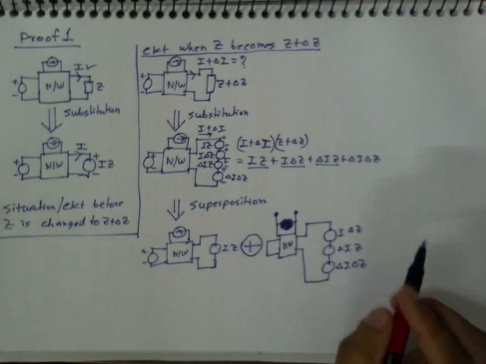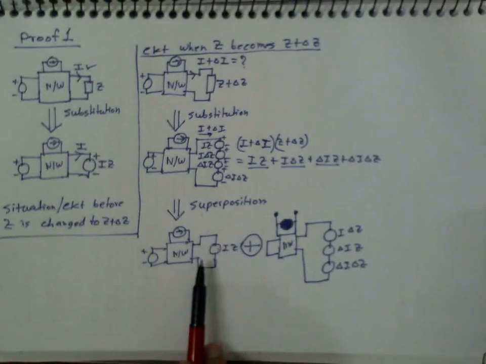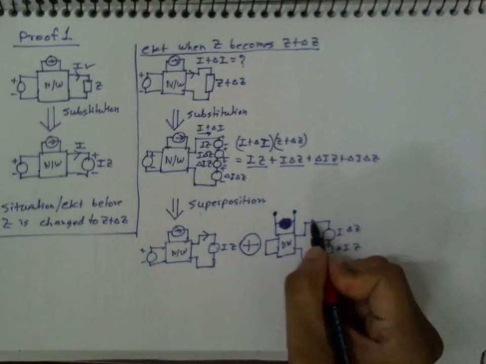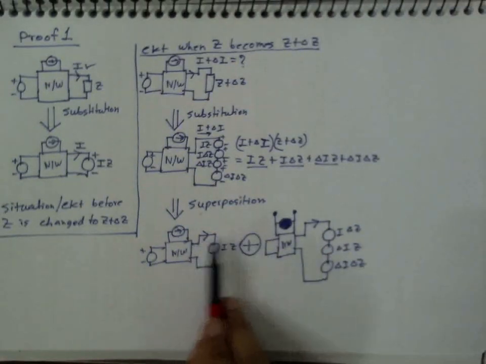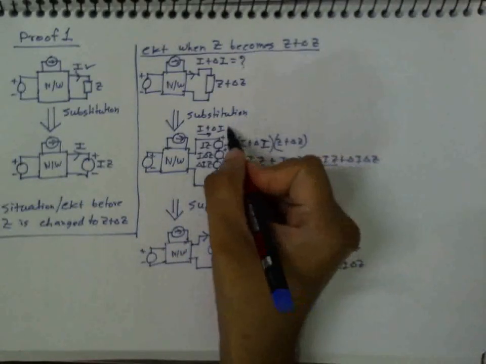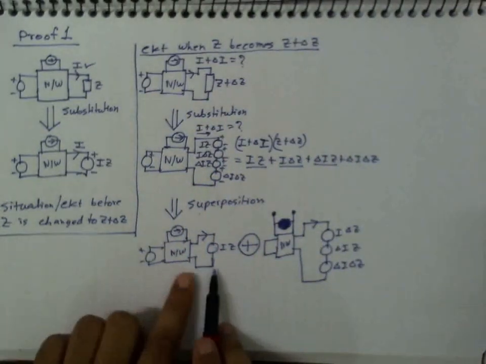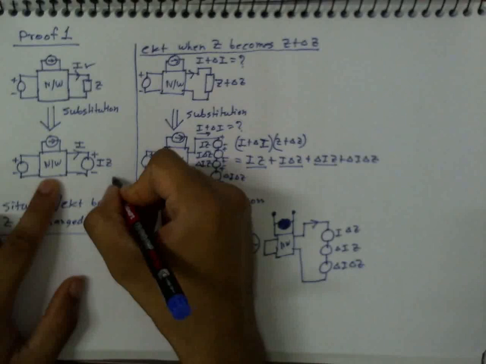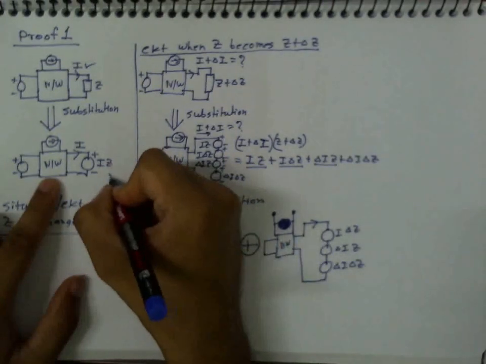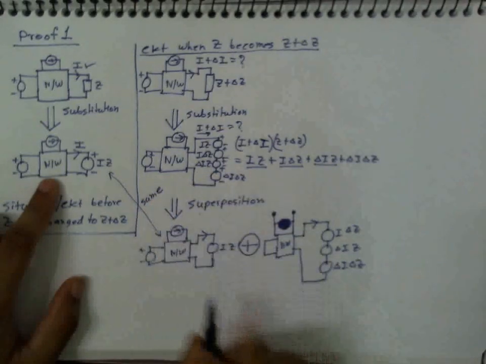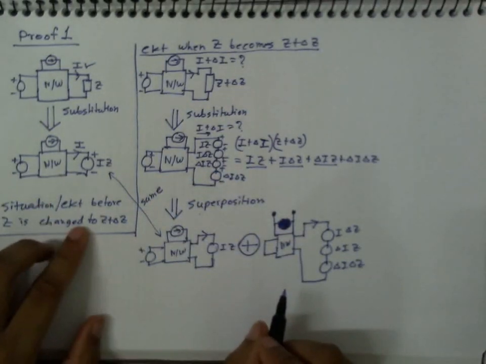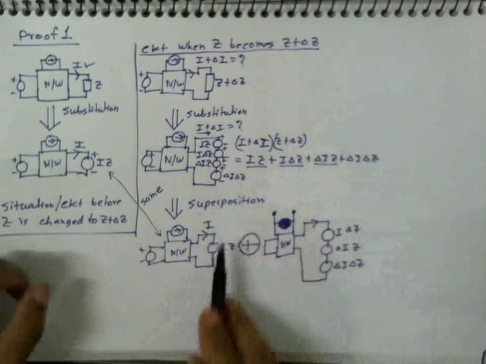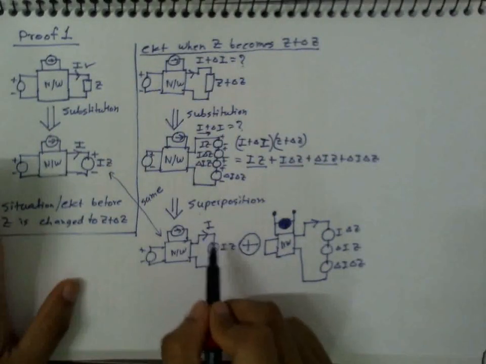Now I have to solve for the current in this one and in the other, then add the two to get I plus delta I. So this is the unknown. But look at this circuit. It is the same as the original circuit. So these two circuits are the same, which means if the current here is I, the current here should also be I. So I do not have to solve it. I know this one is I.